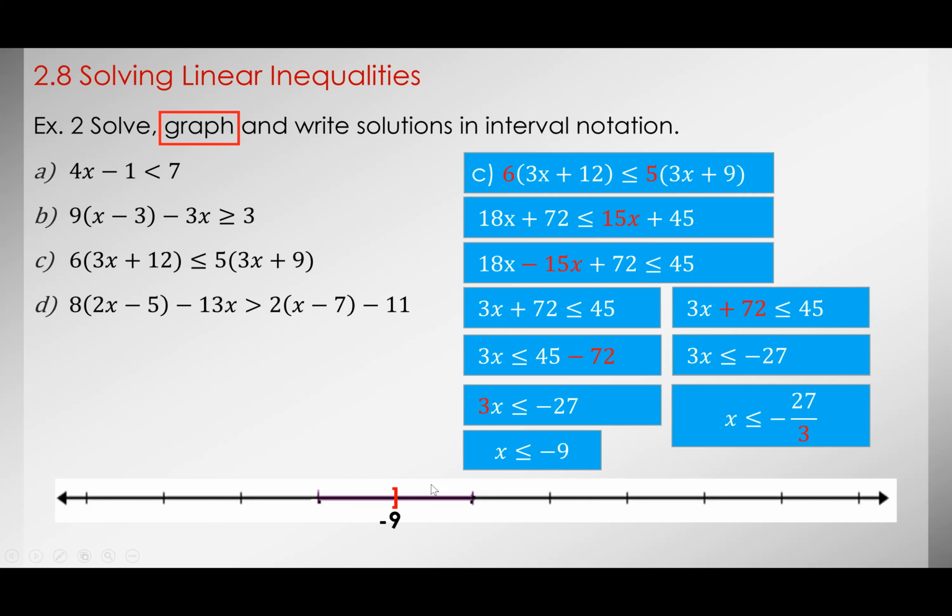And again, do I shade it to the right or to the left? X is less than, so we shade it to the left. Anything to the left is less than, and if you were to write it in interval notation, because you shade it to the left, it's negative infinity, comma, negative 9.